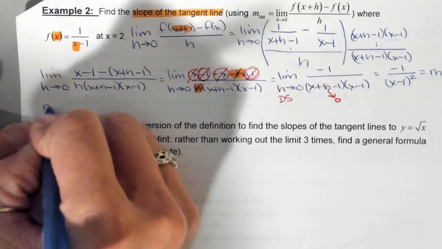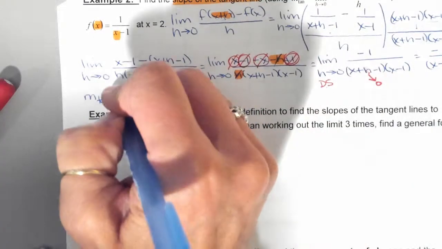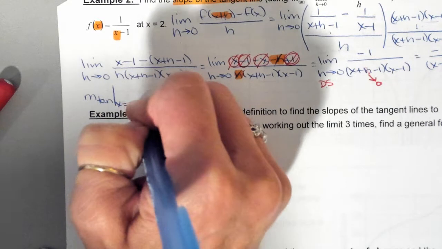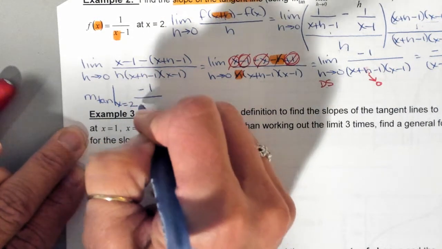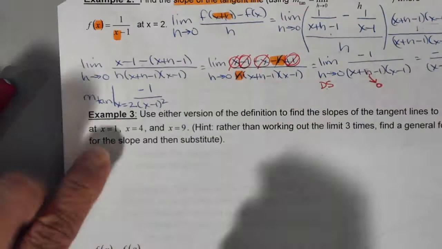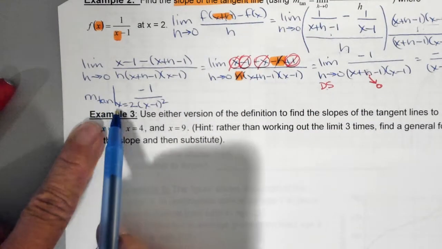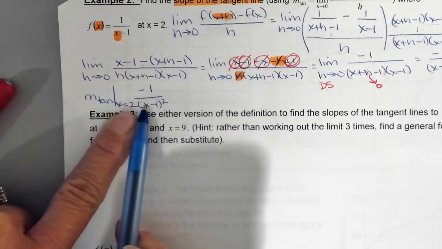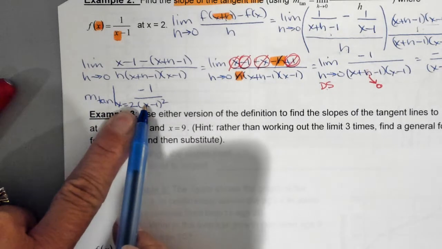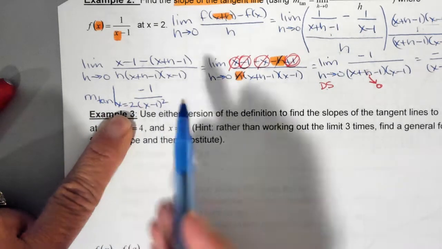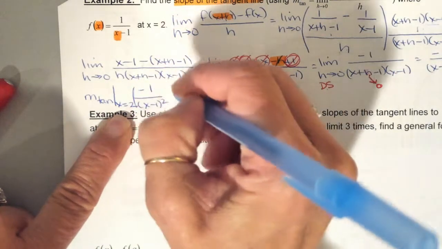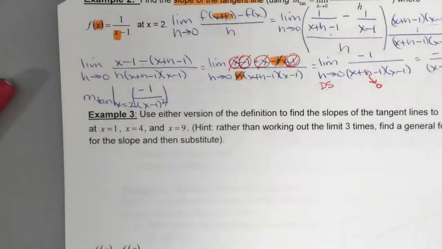So now what we want to do is find the slope of the tangent line. This is the notation. When x is equal to 2, using negative 1 over the quantity of x minus 1 squared. Okay, the slope of the tangent line given x equals 2, and this is the equation. Okay, this is not a coefficient. It's x equals 2. This is the function. Okay, what do I do?